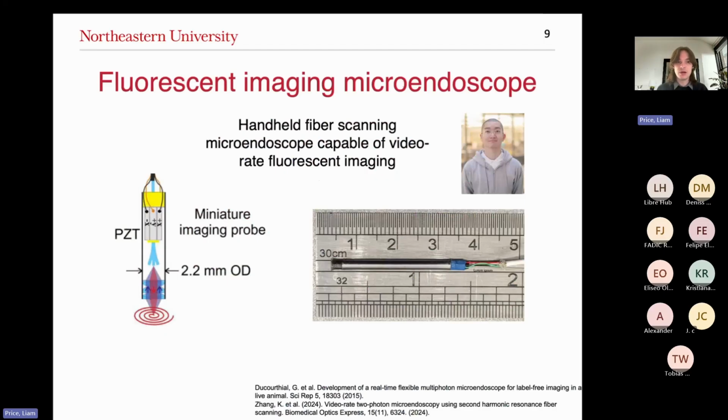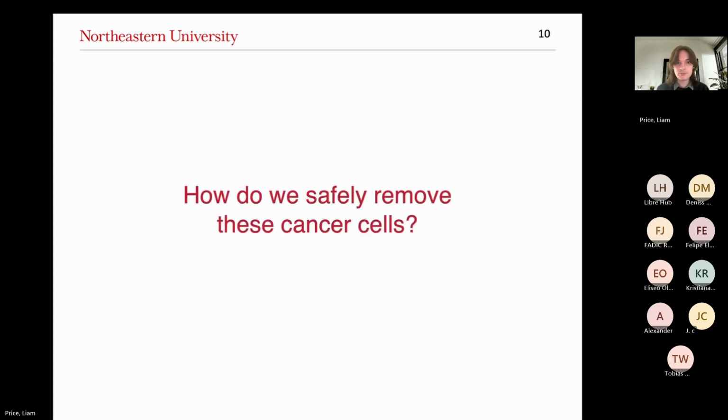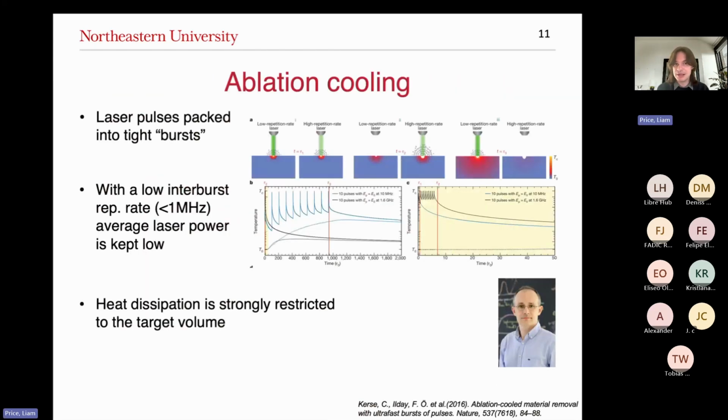And so we have done quite a bit of work to actually be able to find these cancer cells that are fluorescently tagged. But now a lot of what we are working on is how do we remove them safely and avoid damaging the healthy brain tissue around those tumorous deposits. And so how are we planning on doing that?